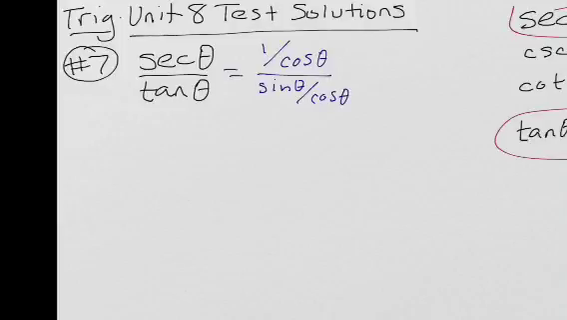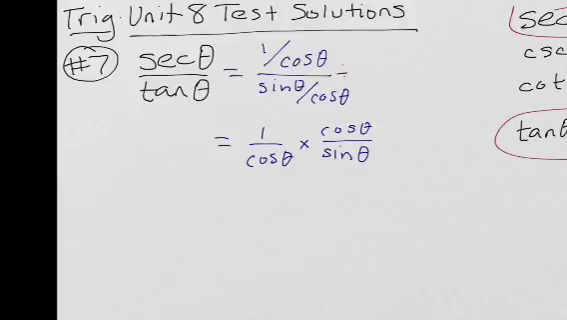Now, thinking in basic arithmetic, this is a fraction division problem. It's a fraction on top divided by the fraction on the bottom. So we can rewrite that as the first fraction, 1 over the cosine, times, so turn it into a multiplication problem, the reciprocal: take that bottom fraction and flip it over. So cosine theta divided by the sine of theta.